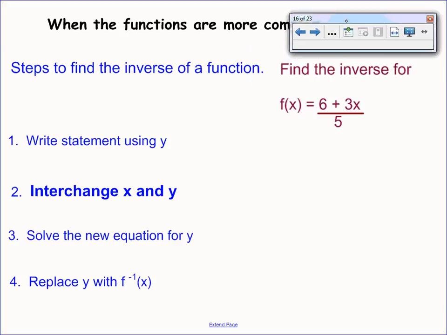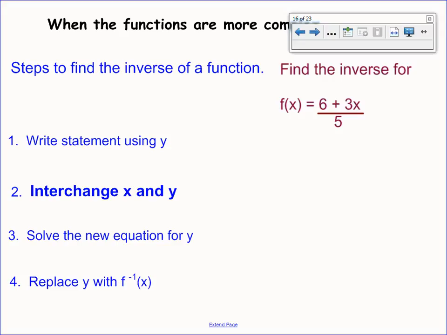Let's go ahead and find now some functions that are more complex. Let's find their inverse. So we've done it graphically by reflecting. We've done it with ordered pairs by inverting coordinates. Now we're going to do it with an equation. Everybody consider the graph of the function f of x equals 6 plus 3x over 5. We're going to find the inverse algebraically.